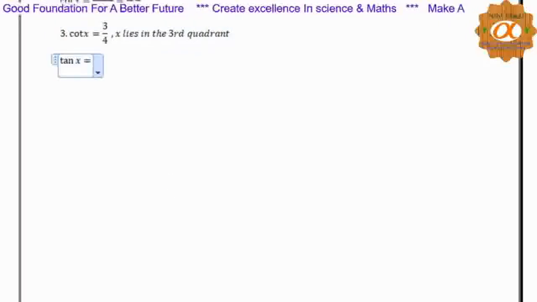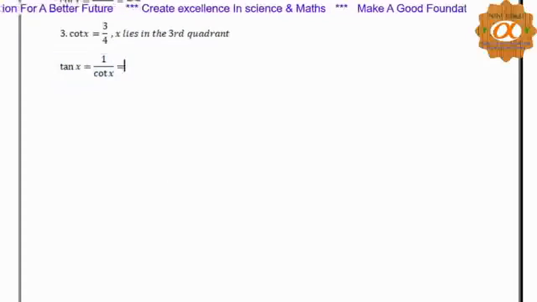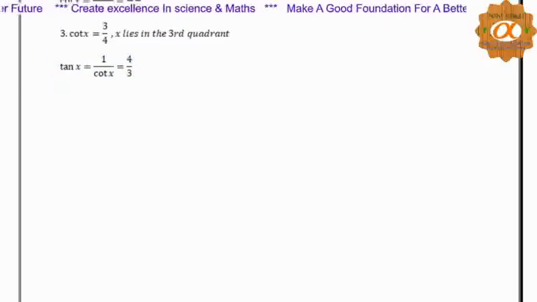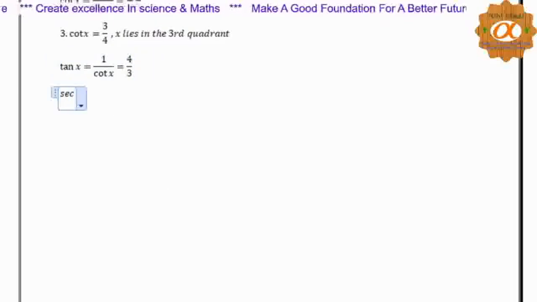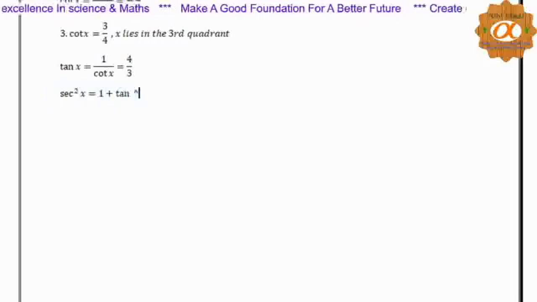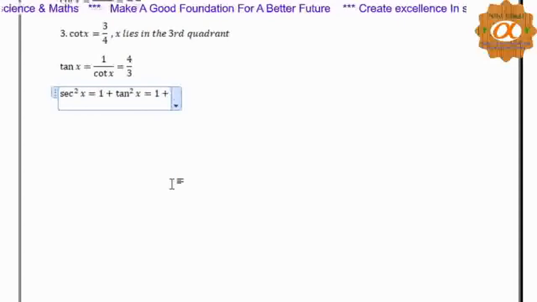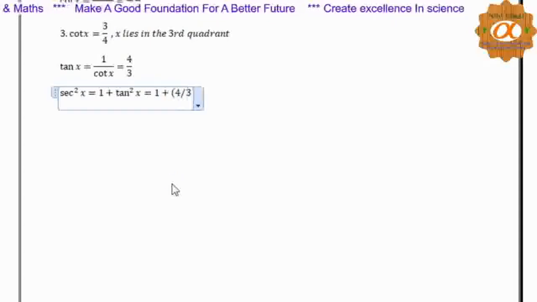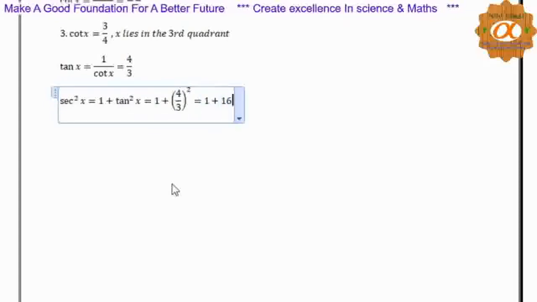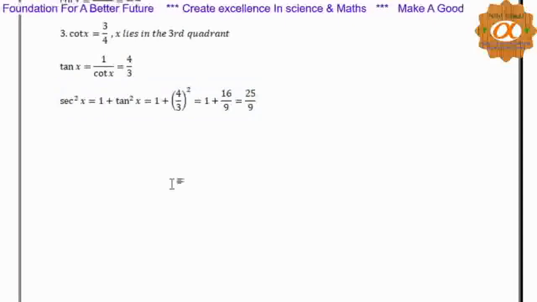That implies tan x is equal to 1 by cot x. Its value is the reciprocal of 3 by 4, that is 4 by 3. Now sec square x is equal to 1 plus tan square x, that is equal to 1 plus (4 by 3) whole square, that is equal to 1 plus 16 by 9, that is equal to 25 by 9.